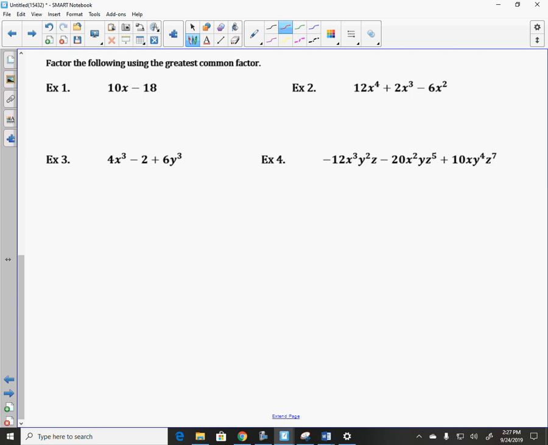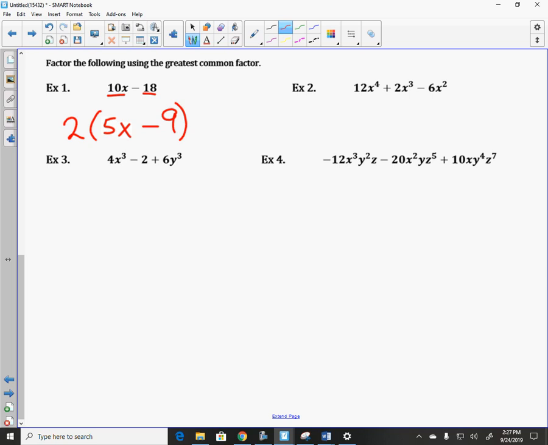And so, factor the following using greatest common factor. What divides into both 10 and 18 evenly? So I take out the 2, and I answer the question, 2 times what is 10x? 5x minus 9. This is factored using a greatest common factor option.